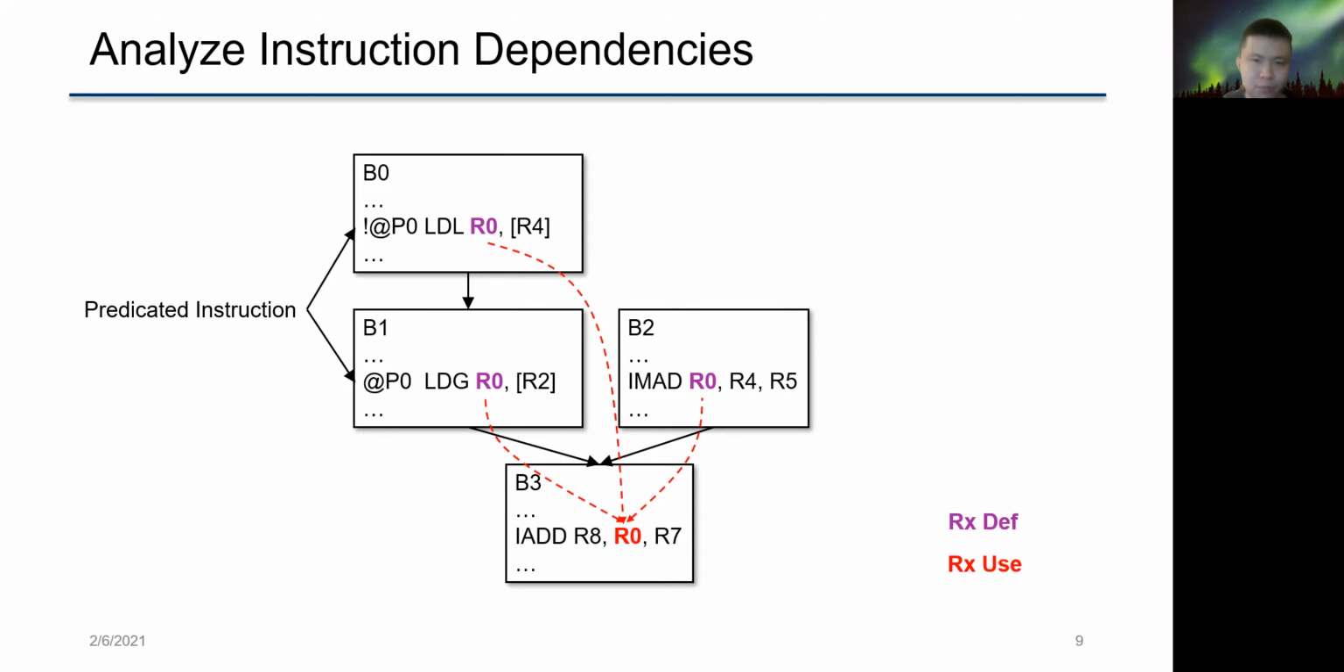Note that there's a difference between the CPU backward slicing and the GPU backward slicing we use in this work. On GPUs, we have predicated instructions, where this P0 indicates this instruction is only executed when P0 equals true. So in the backward searching phase of backward slicing, we don't stop at this LDG instruction in block B1. Instead, we need to continue the backward search to basic block B0 and find this LDL instruction to cover all the cases.